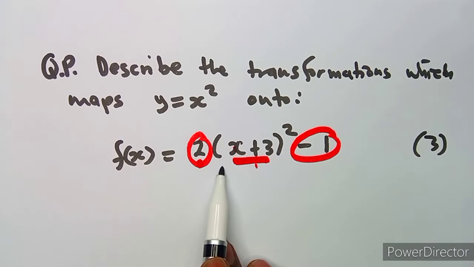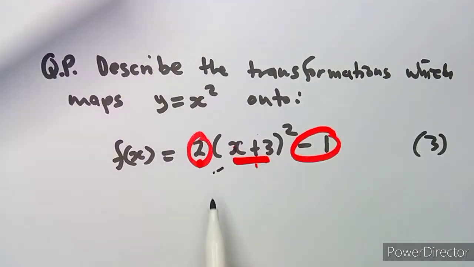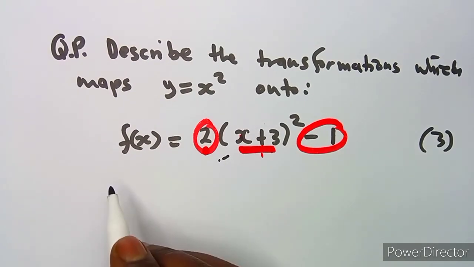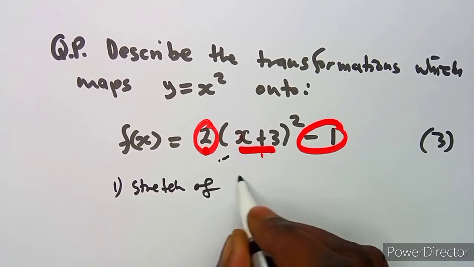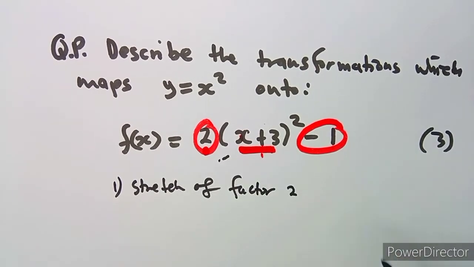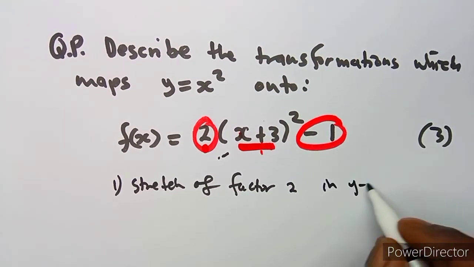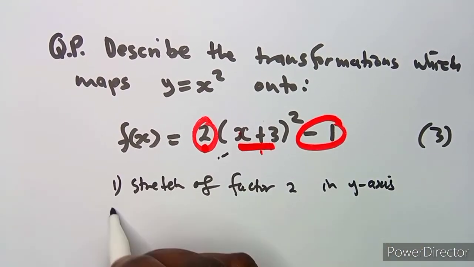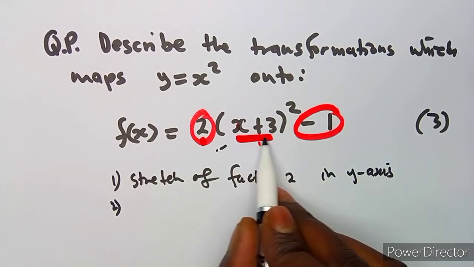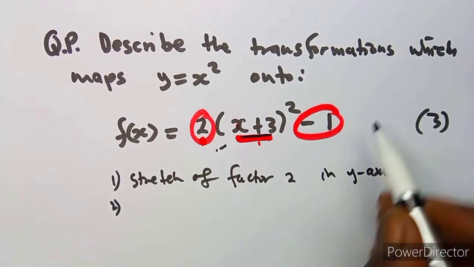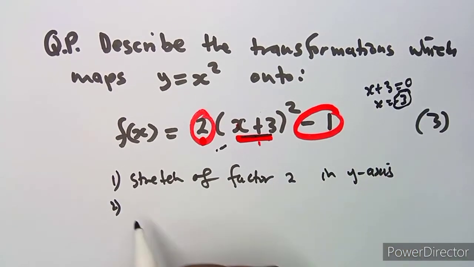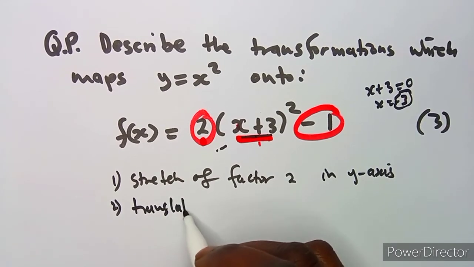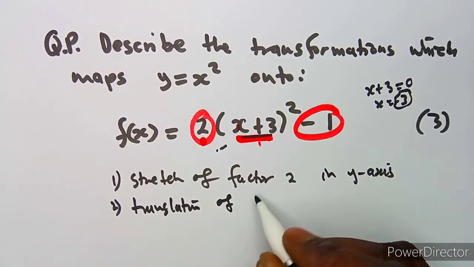So we say this is our a here, that's our vertical stretch. This is your a here, so it's a vertical stretch. So we've got a stretch of vector 2 in the y-axis, or parallel to the y-axis. Then we've got a translation, but it's x plus 3. So x plus 3, equate this to 0, which means x is equal to minus 3. So this one is going to be a translation of 3 units.